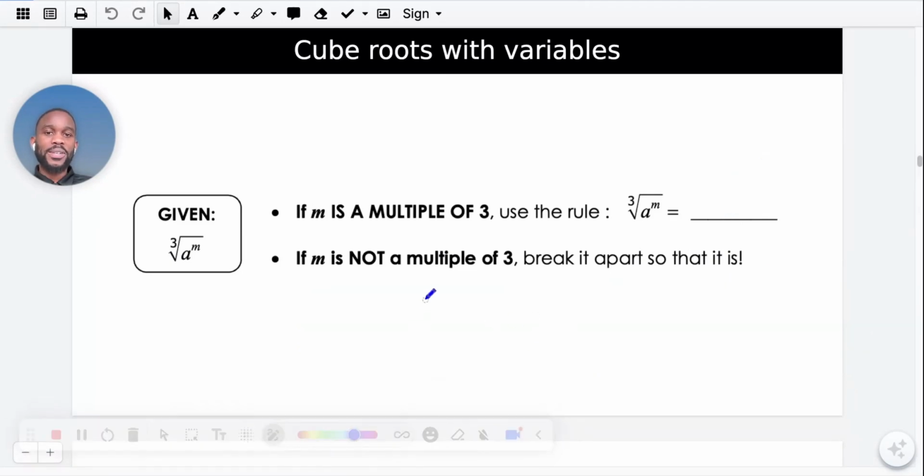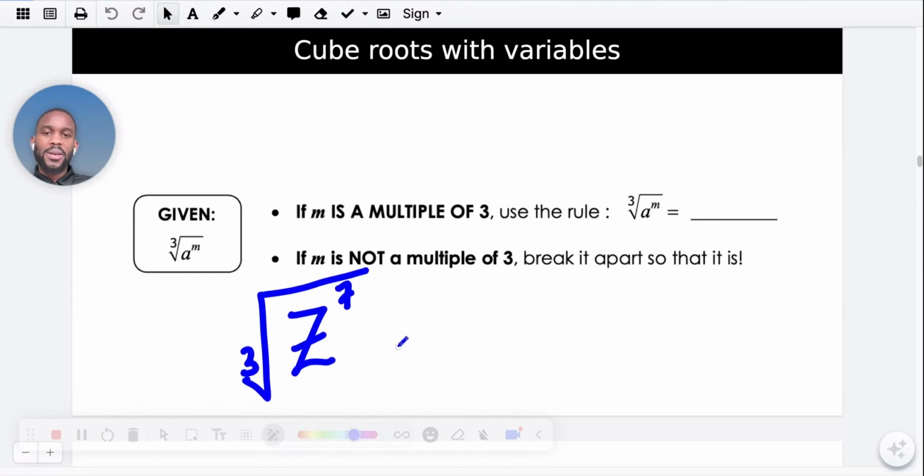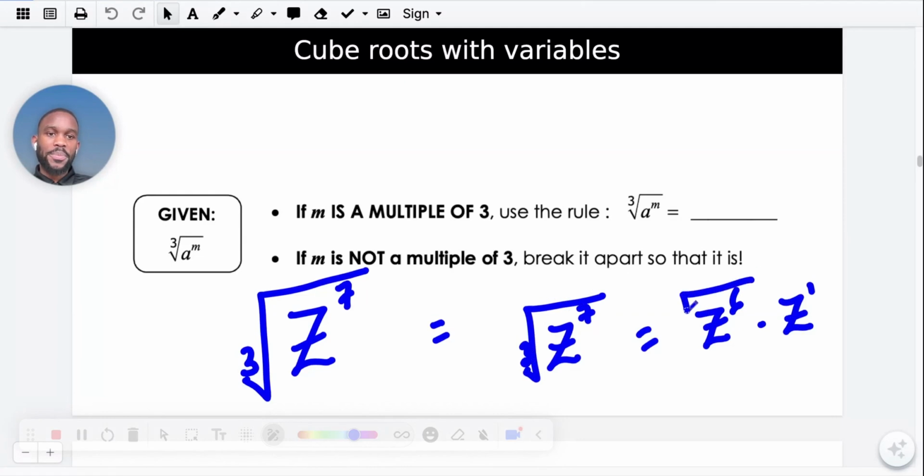Now, what if it is not? Break it down so that it is. Let me give you an example. They give you z to the 7 and then they ask you to get the cube root. First of all, 7 is non-divisible by 3, but I know z to the 7 is the same as z to the 6th times z to the 1st, right? Now, if I want to get the cube root, I would just get the cube root of everything this side as well. So this is divisible by 3. 6 is divisible by 3. So you get z to the 2nd times the cube root of z, something like that. And that will be your answer.